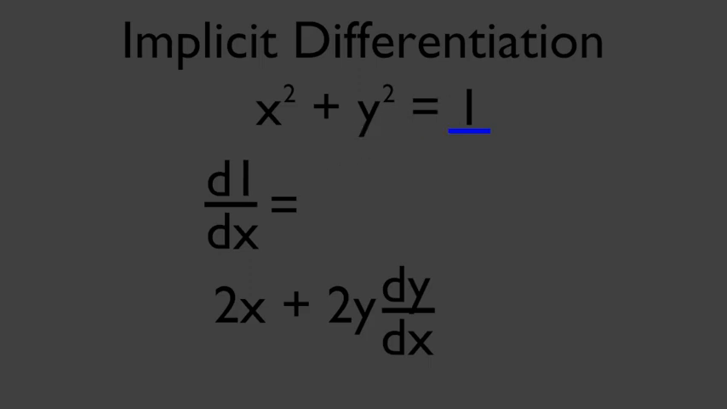This only leaves the 1 that we have to find the derivative of. So we go ahead and plug the 1 in. The derivative of any constant is 0, so the derivative of 1 is just 0.